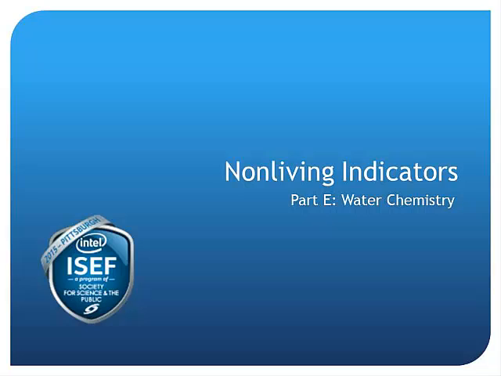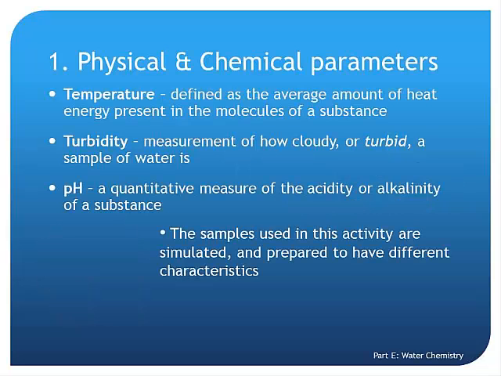Part E will provide an overview of the water chemistry station, where students will gather data on chemical and physical parameters of water quality. The physical and chemical parameters at use in this segment include the following. Temperature, defined as the average amount of heat energy present in the molecules of a substance. The temperature of an aquatic system can be affected by many things, and the organisms that live there can be affected by changes in the temperature as well.